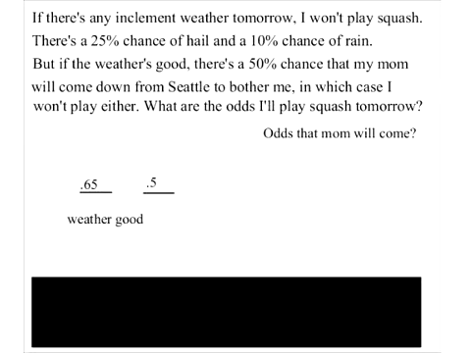Really, there's only one way. For squash to get played, two things have to happen. The weather has to be good, and the mom has to not come down, right? The weather has to be good, and the mom has to not come down. I need both of those things to happen if I'm going to play squash, so it becomes an and question. I need both of them to happen, and that equals 32.5%. That would be the simplest way to look at it. I just wanted to show you the other way.